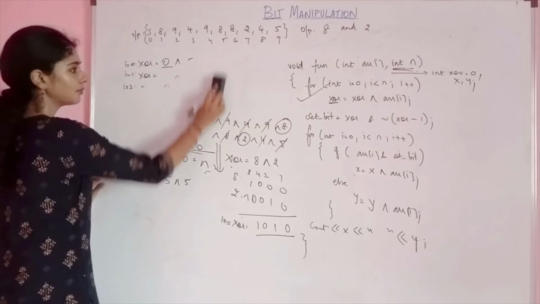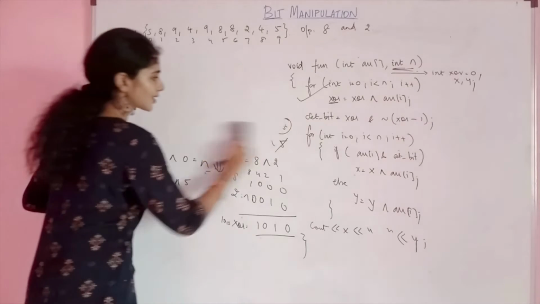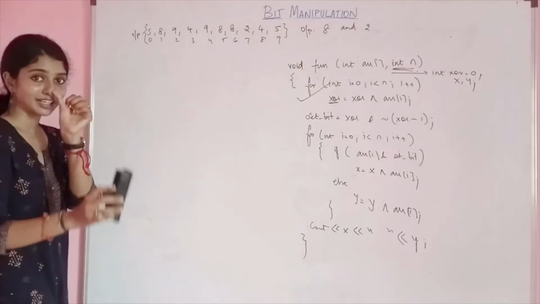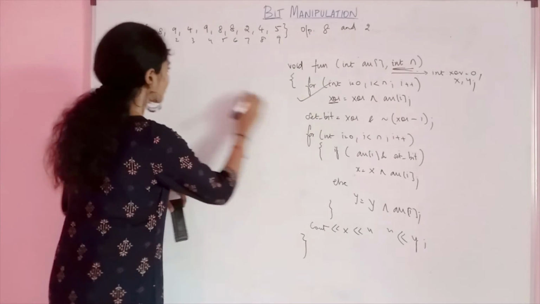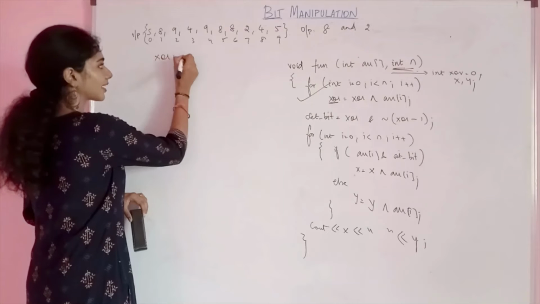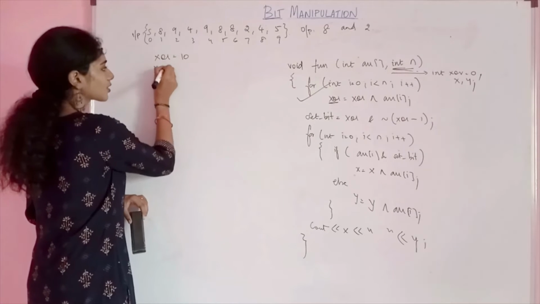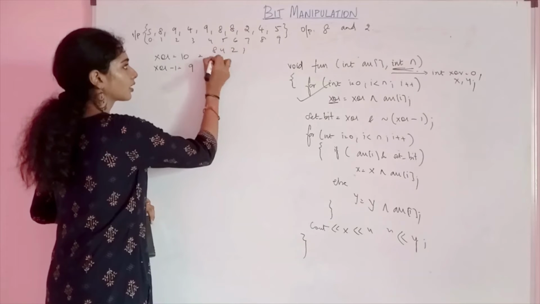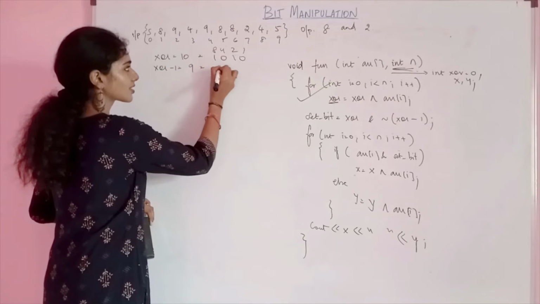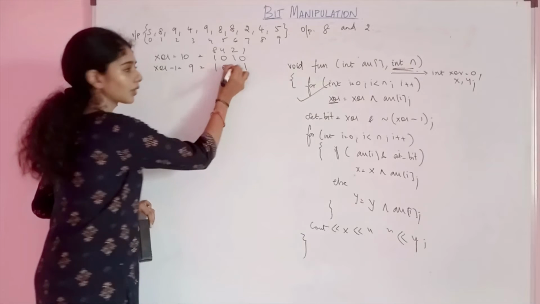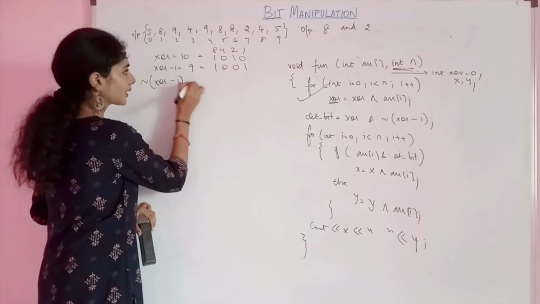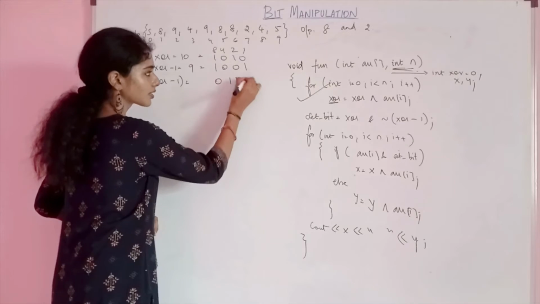Alright, so the second step is going to be to find the set bit. Why am I finding the set bit? In order to divide it into two classes. Alright, so let's understand it right now. XOR is 10. Okay, so what is XOR minus 1? 9. 10 is nothing but 1, 0, 1, 0. What is 9? 9 is 1, 0, 0, 1. So negation of XOR minus 1 is going to be 0, 1, 1, 0.